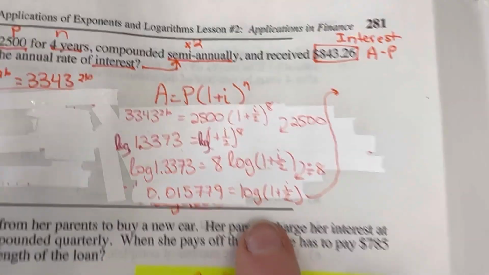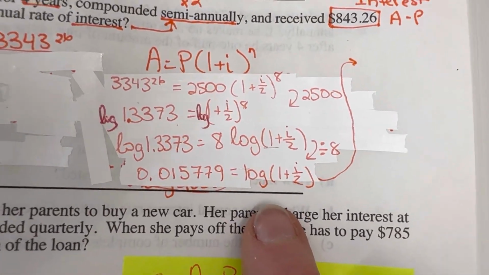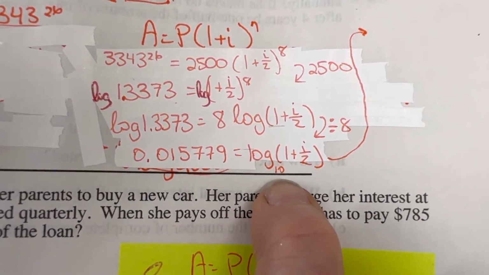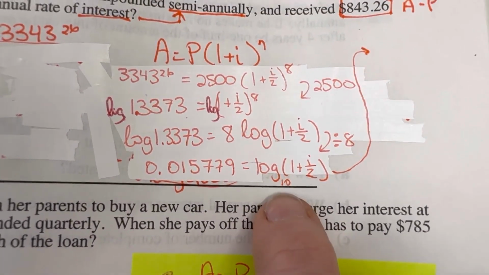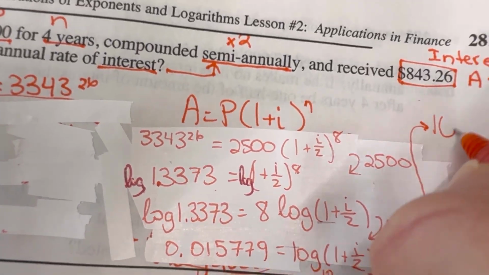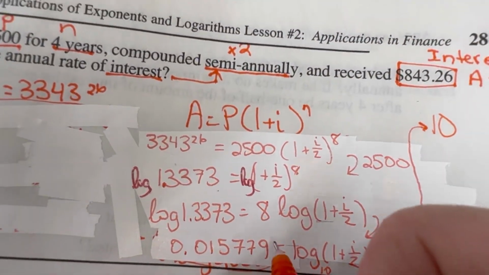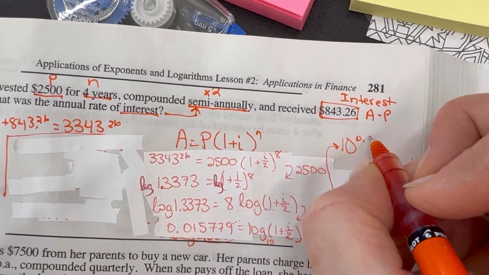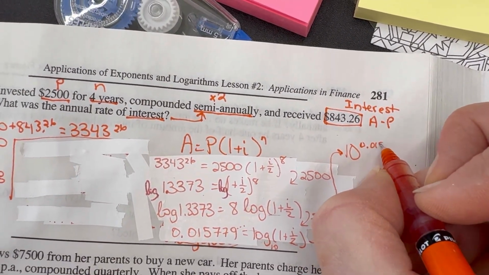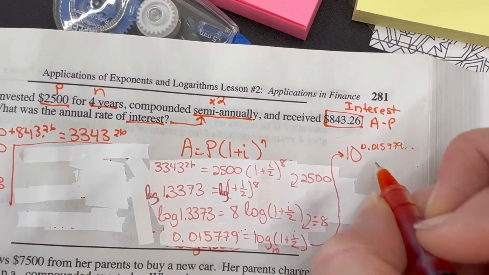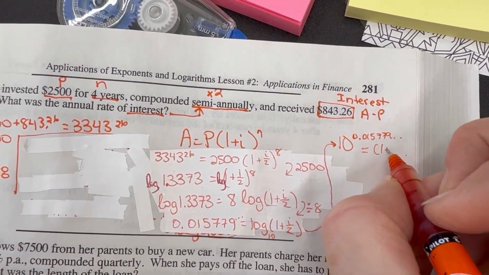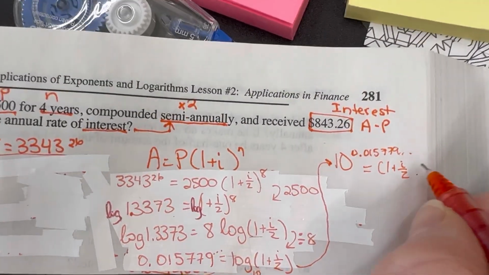Okay, so now from here, I think it'd be easiest for us to turn this into an exponential. The base right there is 10. So I would do 10 raised to the power of this, however many decimal places are in your calculator, 15779, etc., is going to be equal to 1 plus I over 2.